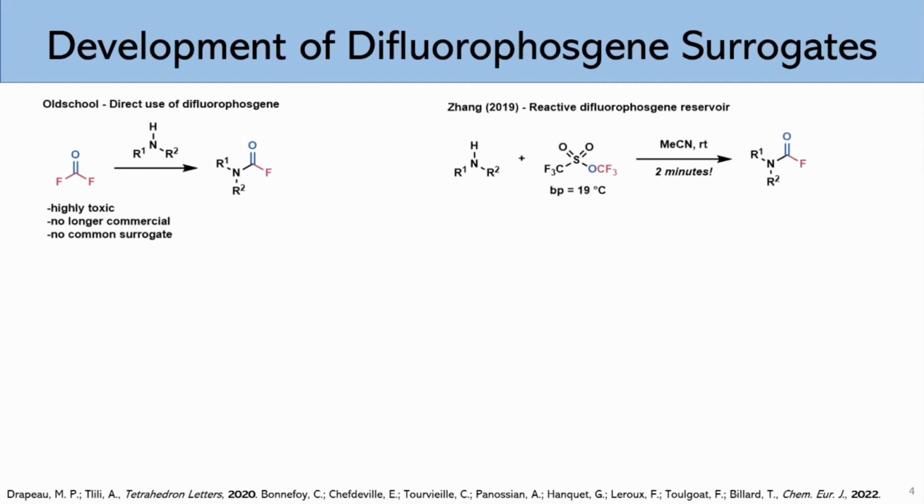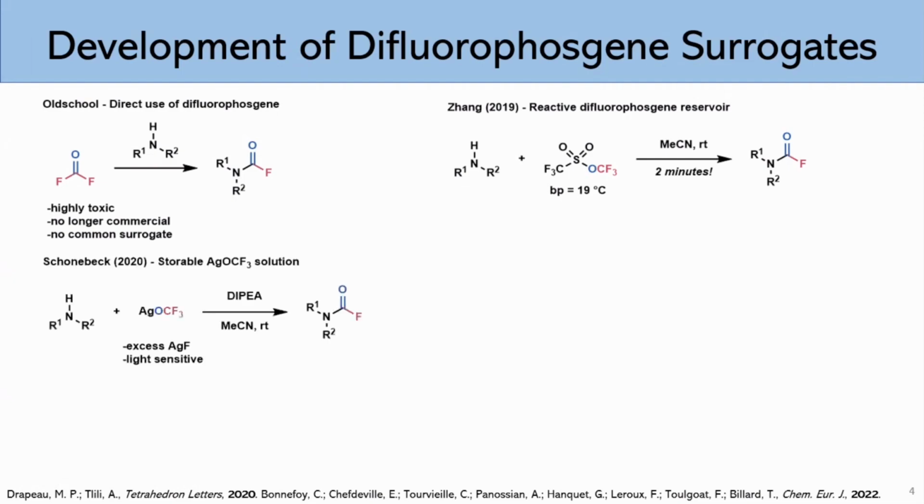Recently, the Zhang group utilized this trifluoromethyl triflate reagent, and this can give you carbamoyl fluorides from secondary amines in a very fast reaction, 2 minutes across the entire substrate scope. However, their reagent of interest is incredibly volatile, with a boiling point of 19 degrees Celsius. So that limits the practicality of this. It has to be stored in the freezer, obviously, extracted, and dispensed extremely fast to make sure you get quantitative transfer.